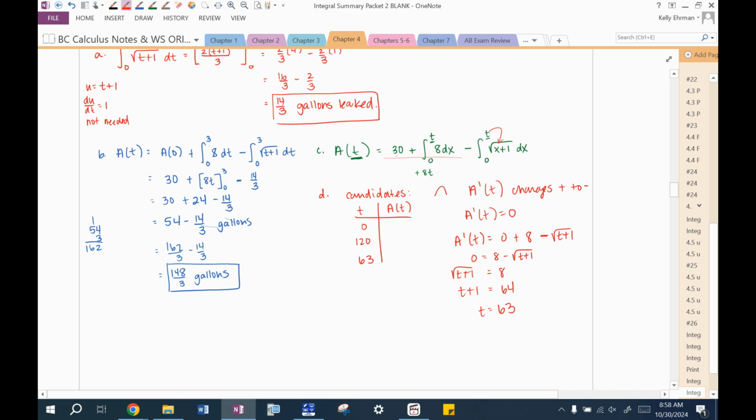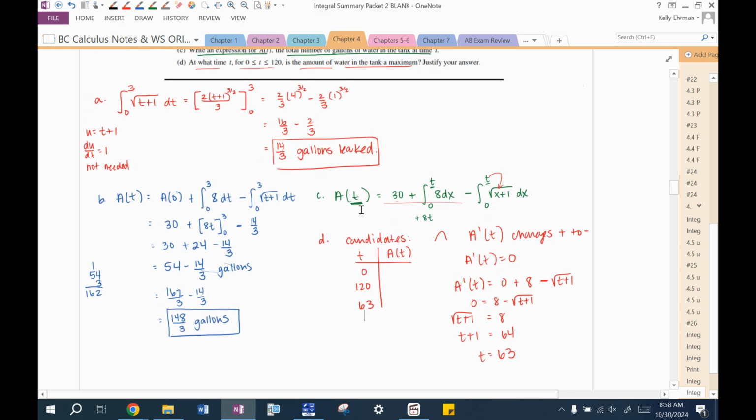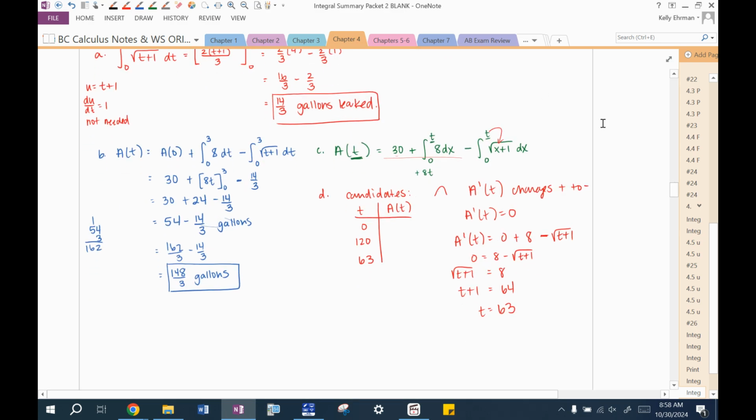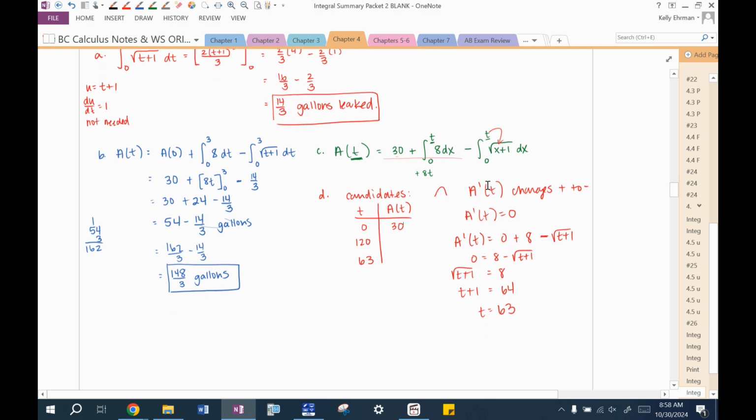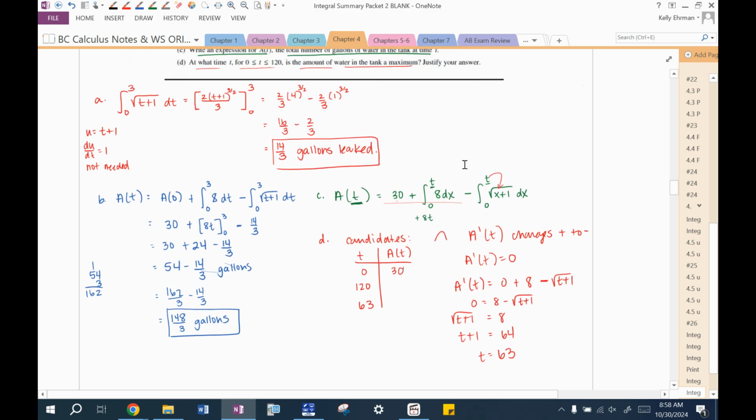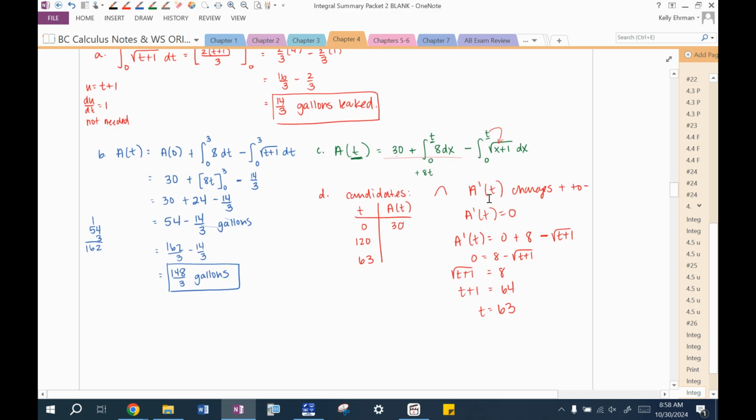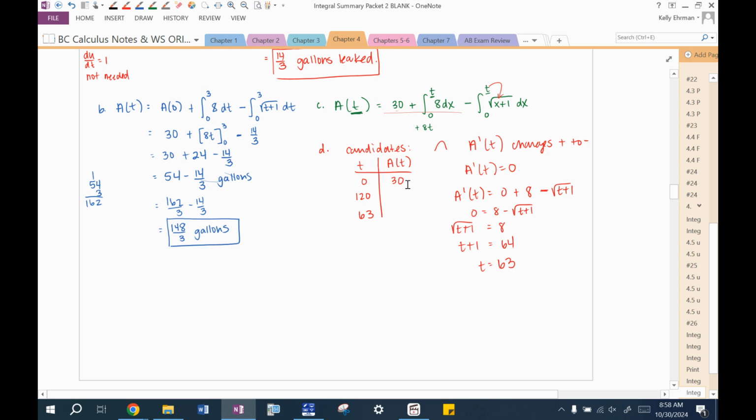All right. Now, let's think about this. It says, where is the amount of water at a maximum? So at 0, we know it's 30. Okay. And then there's going to be some point where the amount coming in is going to overtake the amount leaking out. Like it's coming in faster than it's leaking out. So we can find these other values if we want to. Let's see. So A of T... A of 120.